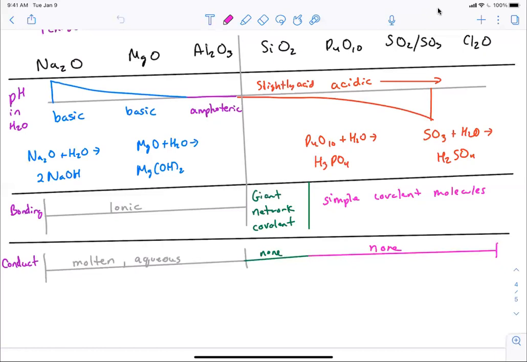Like if you think about SiO2, SiO2 is quartz, which is sand. So sand doesn't really dissolve in water and doesn't really acidify, but when you put it in with other species, like stronger acids or bases, you'll see that reaction occur. So yeah, that's kind of a tricky one right there.